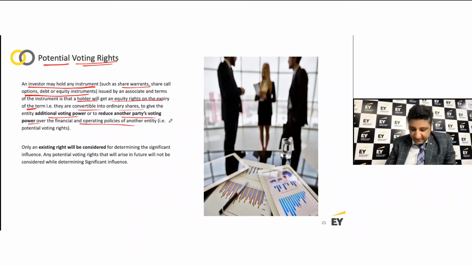Now, what we are saying here is, importantly, you only refer to existing rights for determining significant influence. Any potential rights that may arise in future are not considered today to determine whether an investment in a company would be an investment in an associate or not. That's something that you want to take into consideration when you look at this particular paragraph. Okay.